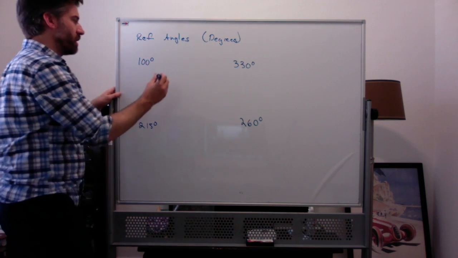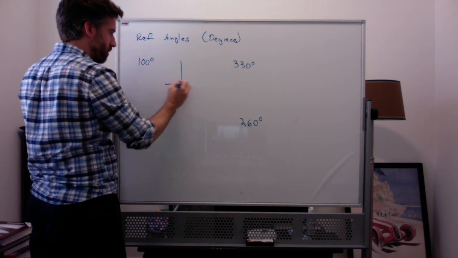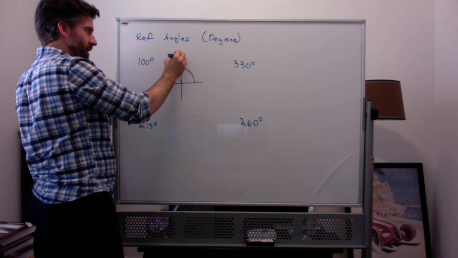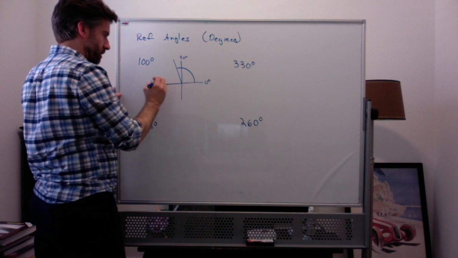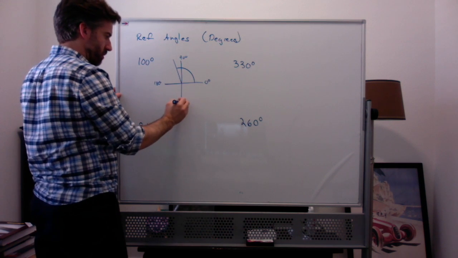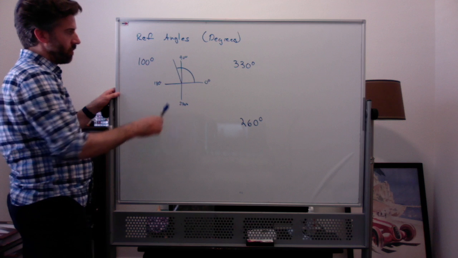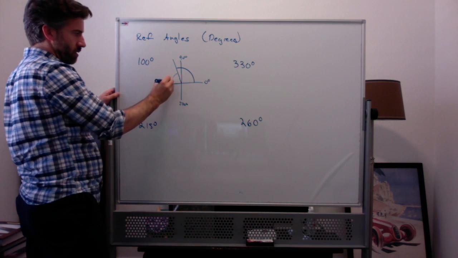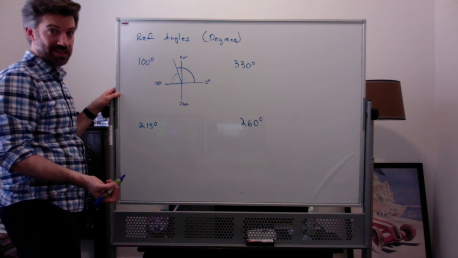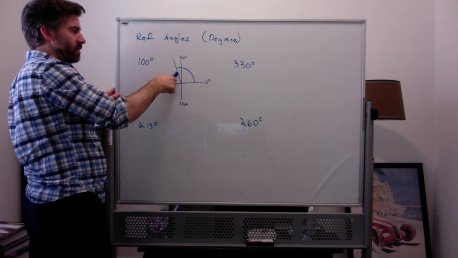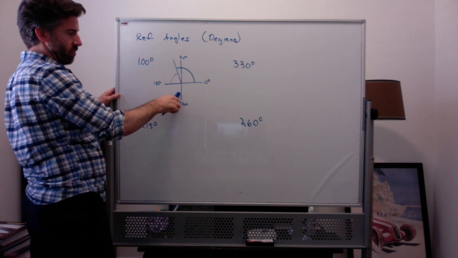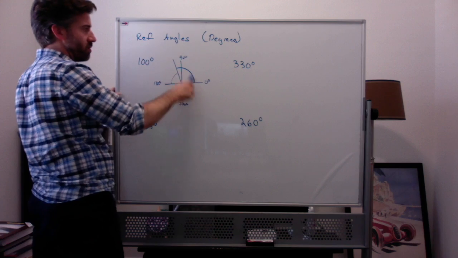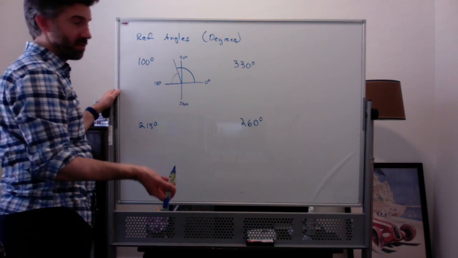Like 100 degrees, if you draw it, it's going to end up right there, because there's 90 degrees, there's 0 degrees, there's 180 degrees, there's 270 degrees. So the reference angle is the angle measured from here to there, the closest x-axis. If you're in the second quadrant, you're measuring down to the x-axis. If you're in the third quadrant, you're measuring up to the x-axis. In the fourth quadrant, you're measuring up to the x-axis. In the first quadrant, it's usually just the angle you're given if it's already acute.